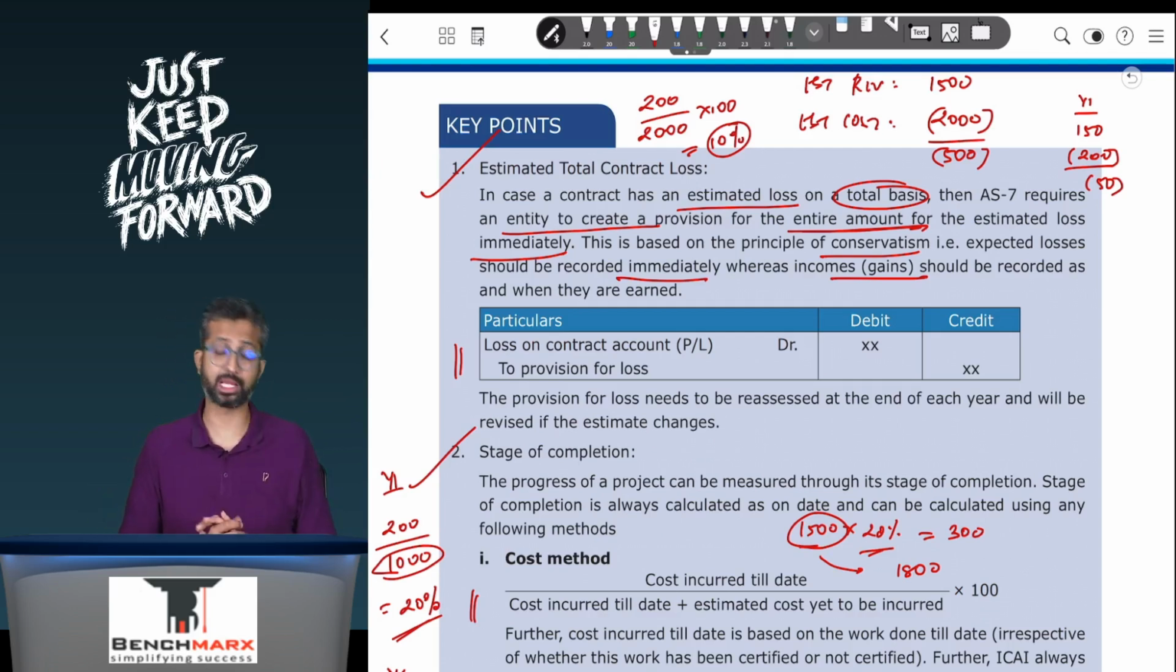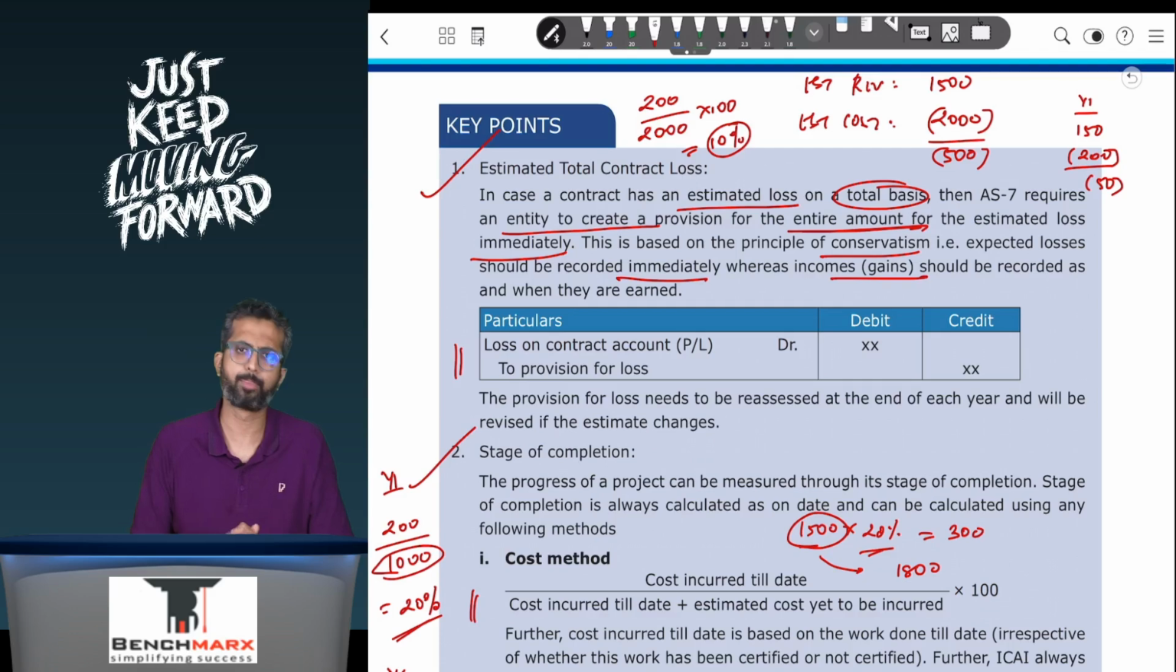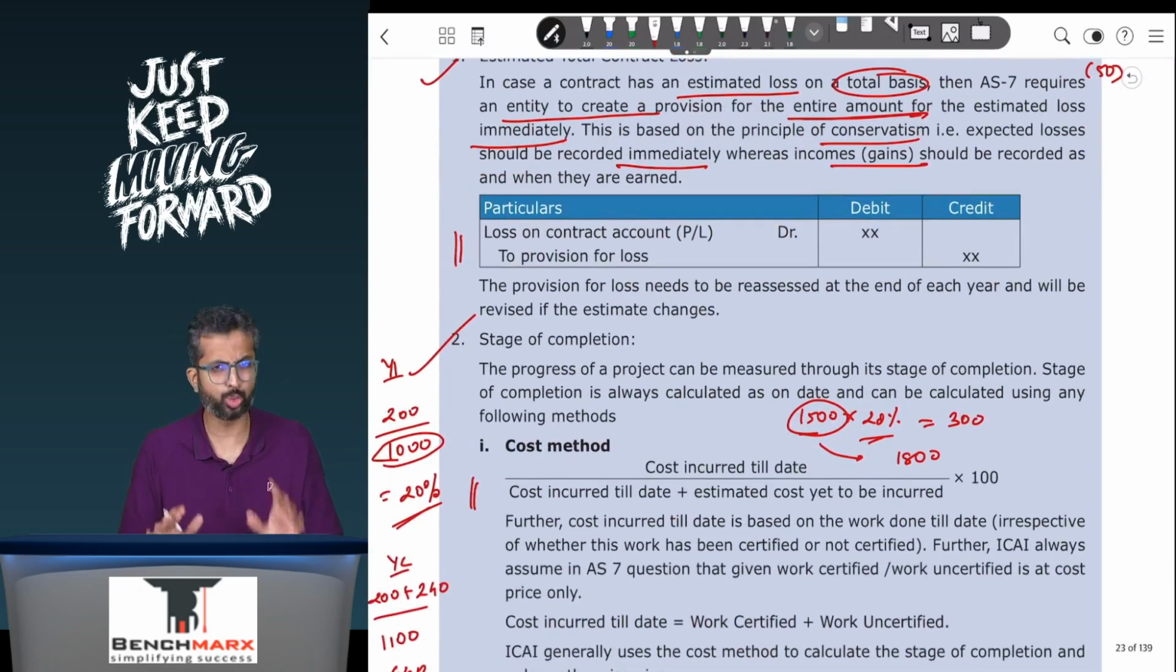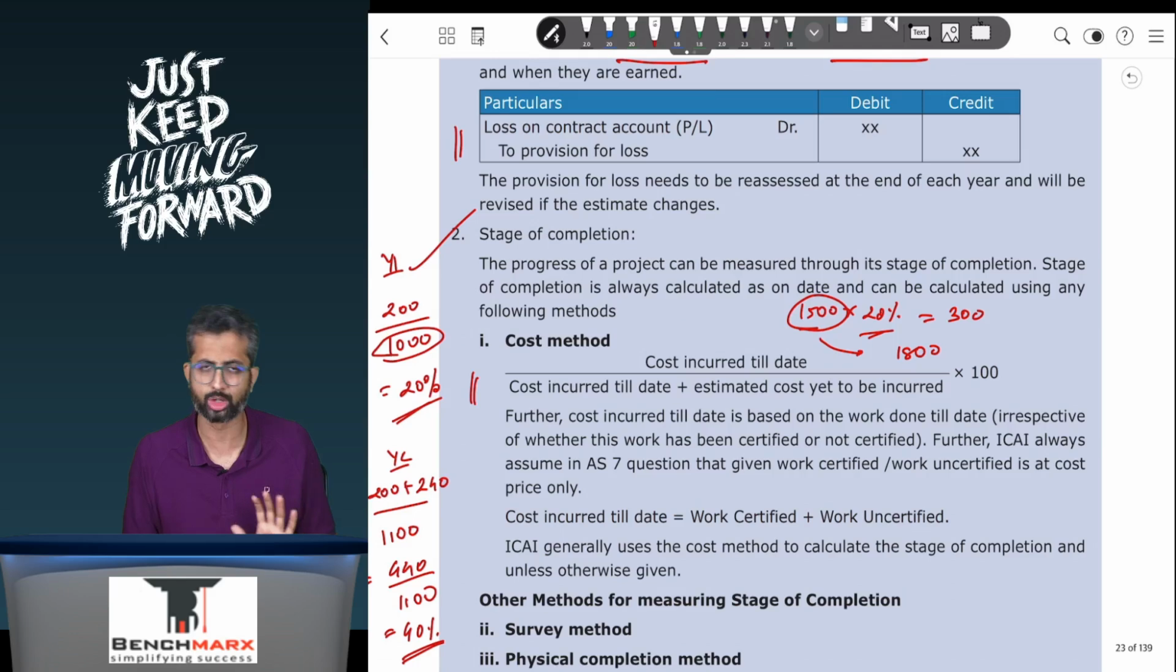And in case a question asks you to calculate contract profit, then in step 4, contract revenue for each year minus the contract cost incurred in each year will give you the profit or loss for each of the respective years. So these are best understood with numericals, but at a concept level we just discuss it first and then go on to the sums.